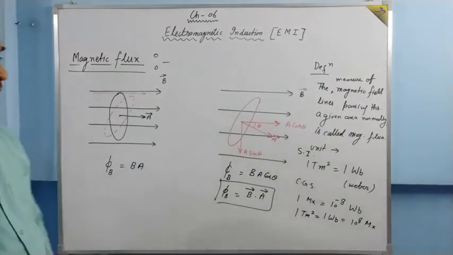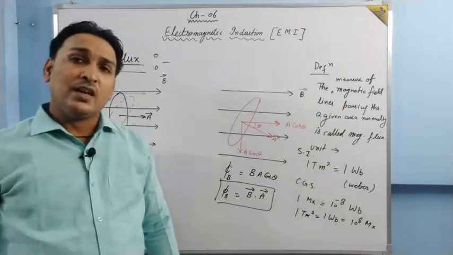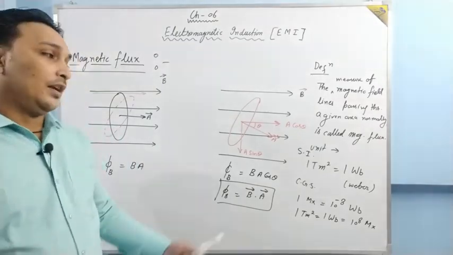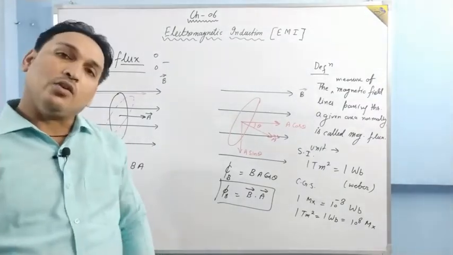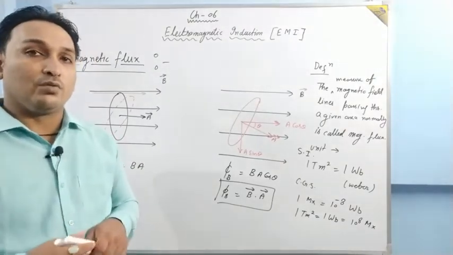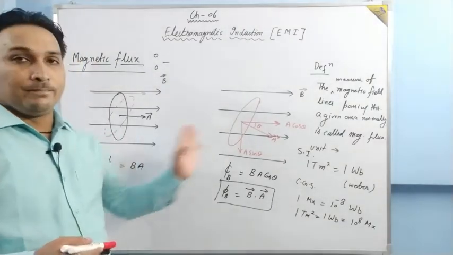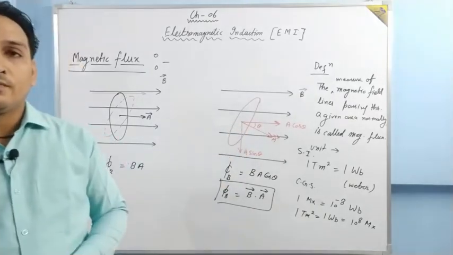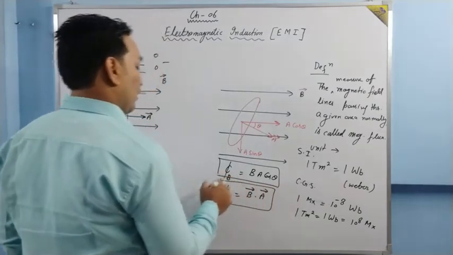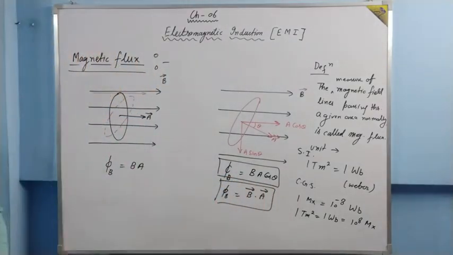But here it will not be very difficult to calculate magnetic flux. There it was a separate topic, how to calculate electric flux. Here it is not like that. You will have very simple areas to calculate the magnetic flux through the surface. So this is how we calculate: phi B is equal to B A cos theta, or phi B is equal to B vector dot A vector. So this is what magnetic flux is.